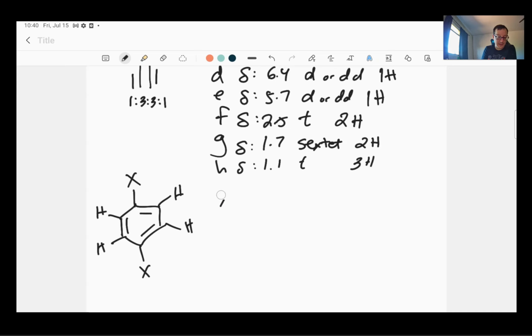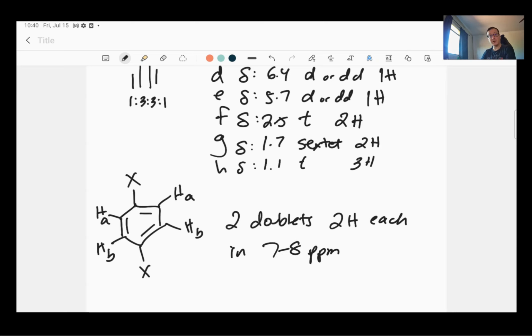And we're going to see that if we were to do these, A and B, the A's would be equal to each other and the B's would be equal to each other. So if you have a special case like this, you would see therefore two doublets of 2H each in the 7 to 8 ppm region. So that's kind of a special case here.